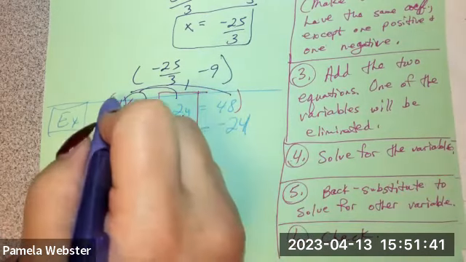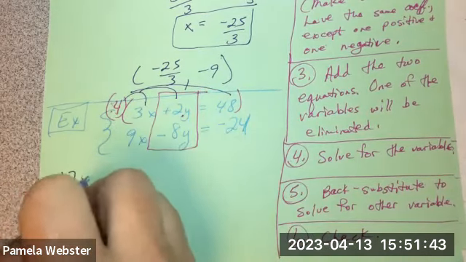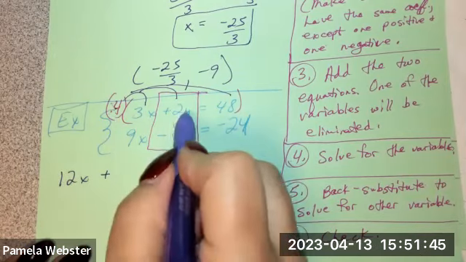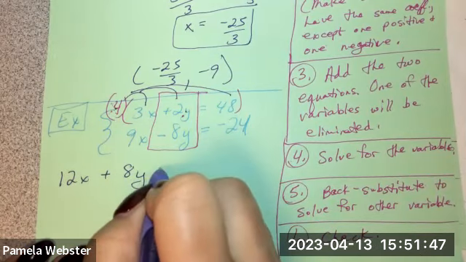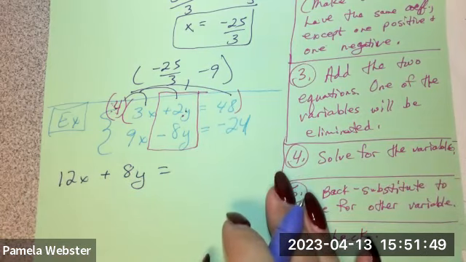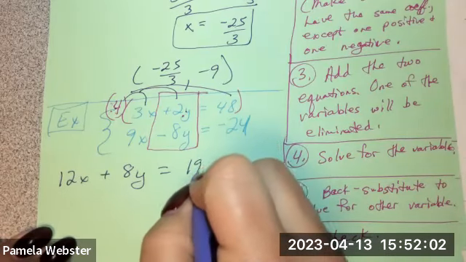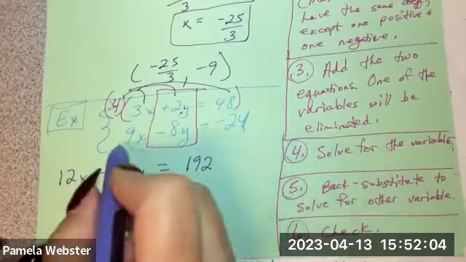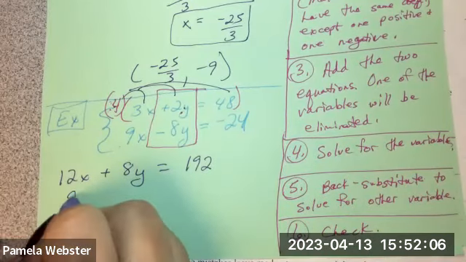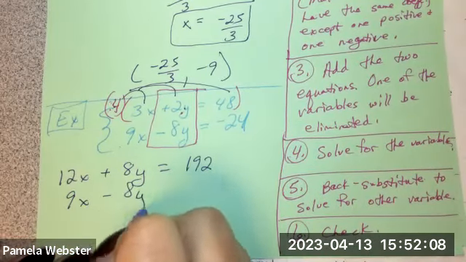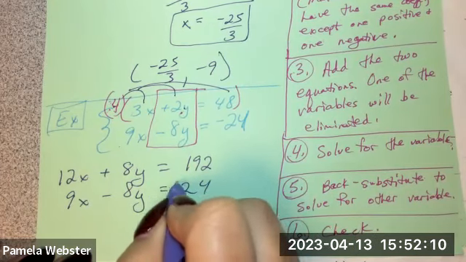So here we go. 4 times 3x is 12x plus 4 times 2y is 8y is equal to, and this I've got to be a little bit careful, do my math. 48 times 4 is 192. And then the other equation, I didn't do anything to it. 9x minus 8y equals negative 24.